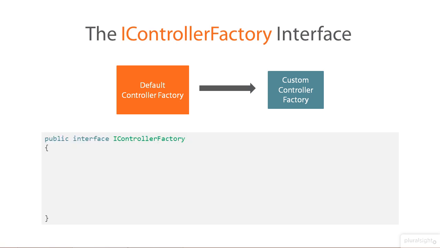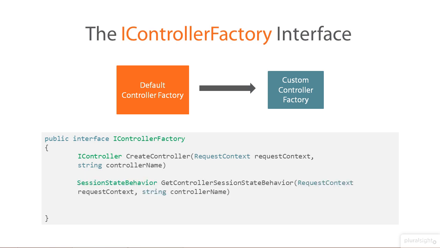IControllerFactory has 3 method members, and on the surface it's pretty simple to implement. I just mentioned CreateController, which is the most important method and returns an instance of IController. Remember, a controller factory can theoretically provide almost any type of functionality to handle a request, as long as it returns a class that implements IController.